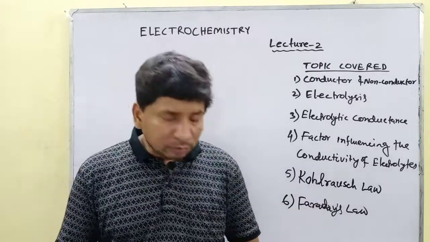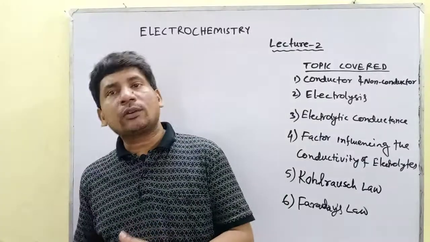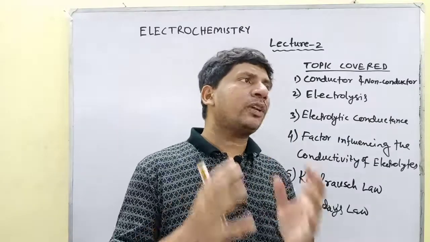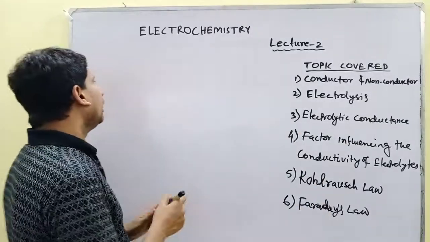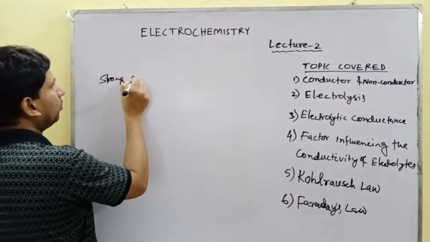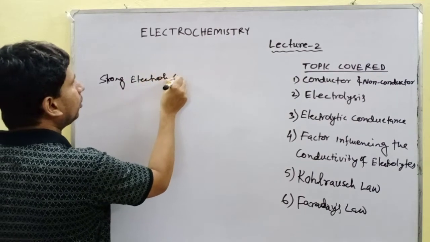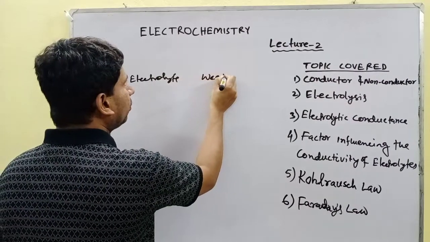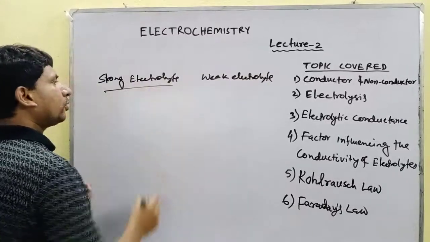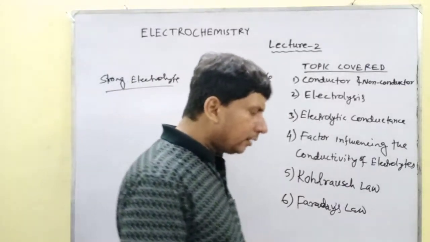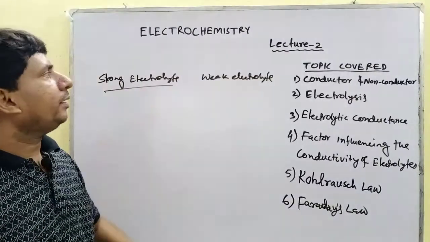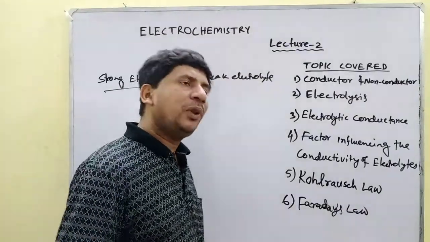There are metallic conductors and electrolytic conductors, and there is a difference. Electrolytic conductors are of two types: strong electrolyte and weak electrolyte. Strong electrolytes are the substances which completely dissociate in aqueous solution, and a weak electrolyte is one which does not completely dissociate.